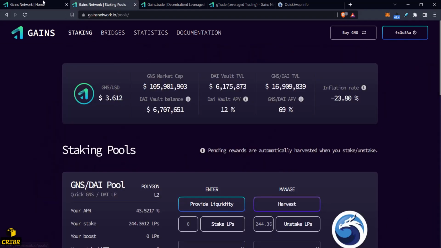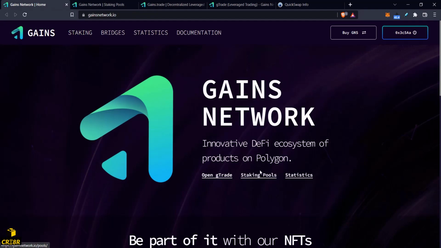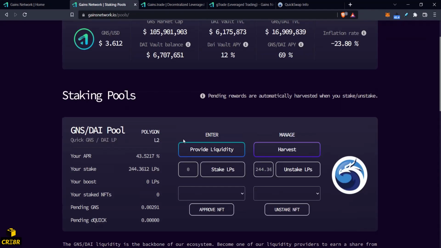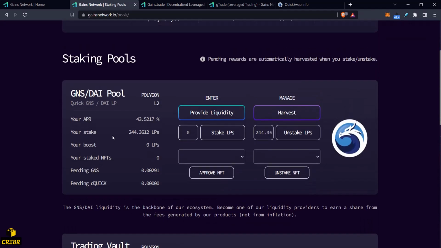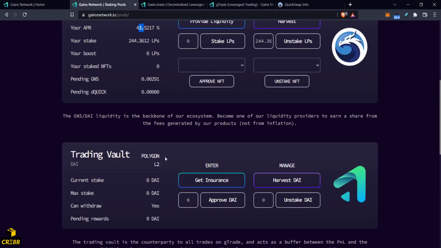Okay, so here are the staking pools. If you press staking at the top here, or if you press staking here, then you'll end up here and you can see there are just two options. There's the LP farm, the GNS DAI LP farm, which I've decided to provide a little bit, not too much, maybe like $1,000 or something. So you can supply to this LP and get some APY. I'm getting about 43%, which is not fantastic, but I'll explain to you why I think I'm still kind of bullish on this in a second.